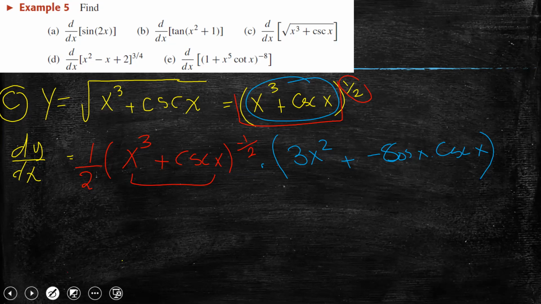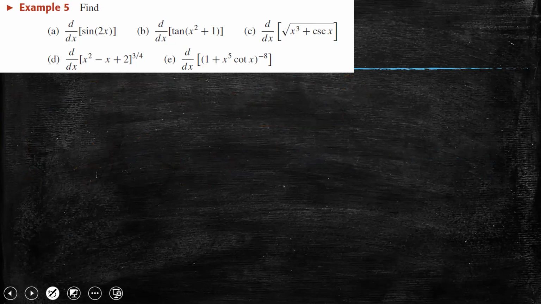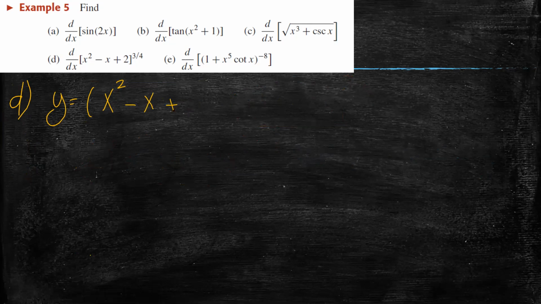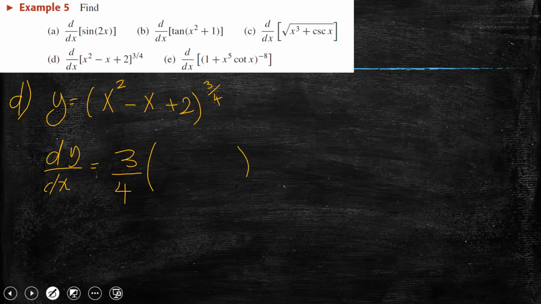Let's do D now. In D here, y is x squared minus x plus 2 raised to the power 3 over 4. Now, I want to find dy over dx. The first step, I will find the derivative of the outside. What is it? 3 over 4 times my function x squared minus x plus 2 raised to the power what? 3 over 4 minus 1.